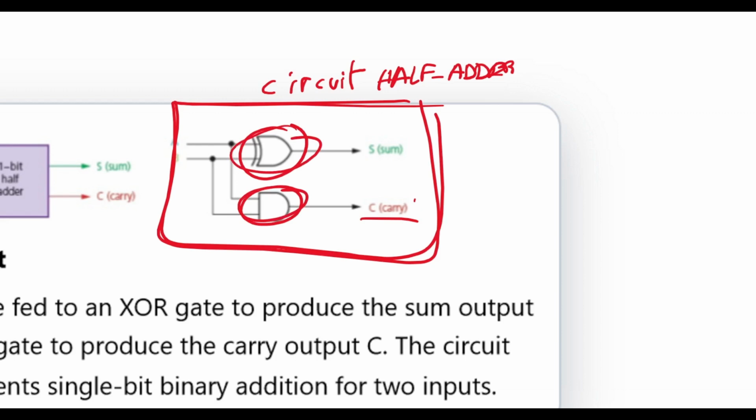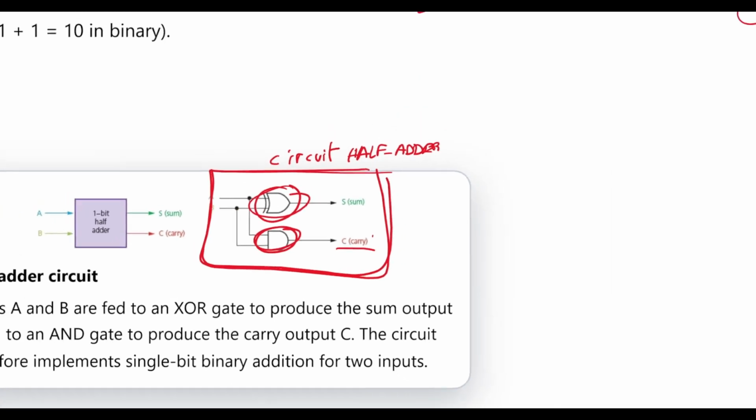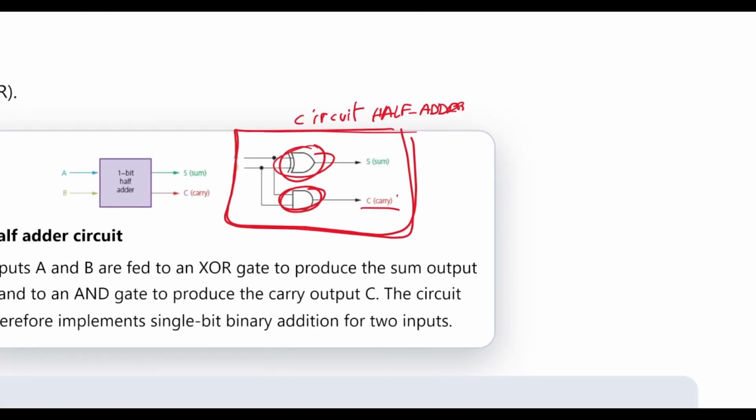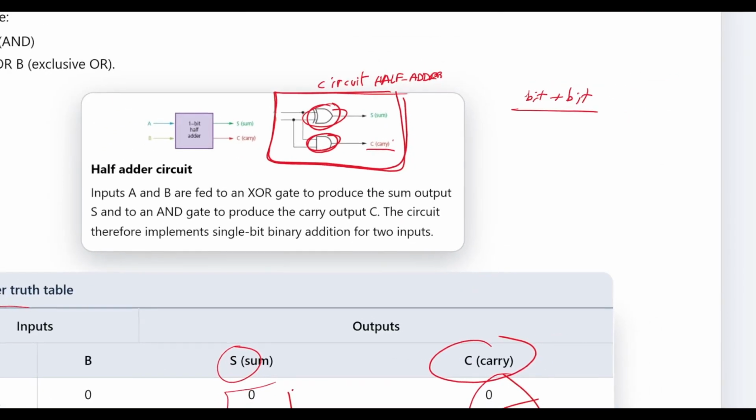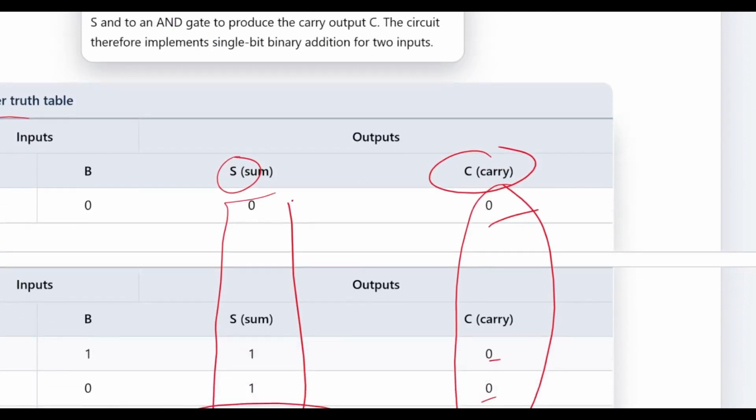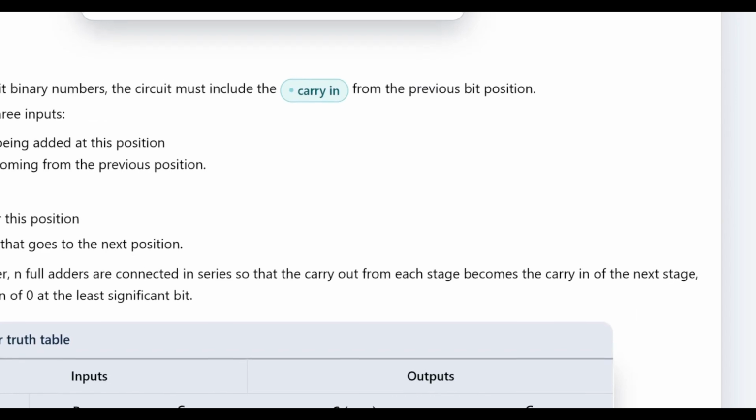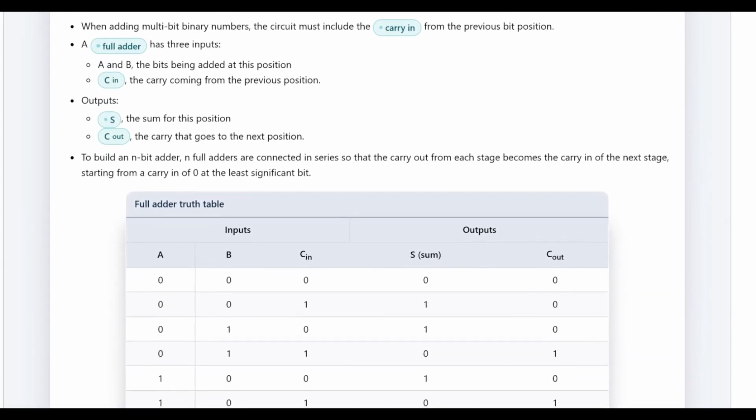In the computer, there are millions of half adders. The half adder is not useful by itself because we don't add only bit plus bit. Usually we add byte plus byte, word plus word, etc. That's why we need a full adder. The full adder is a combination of many half adders.